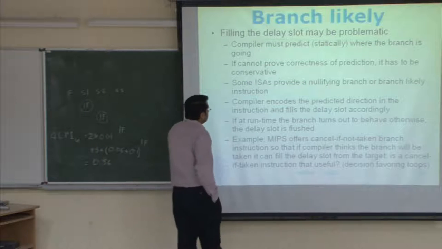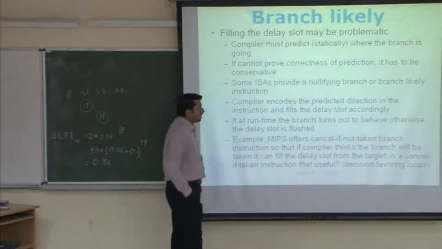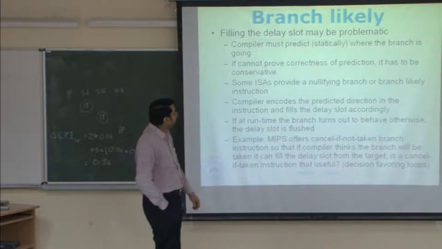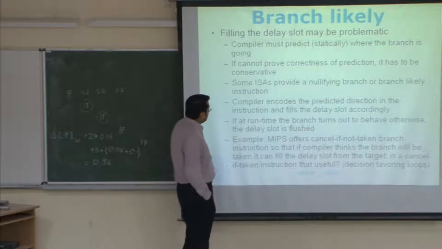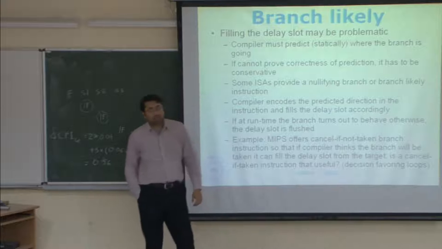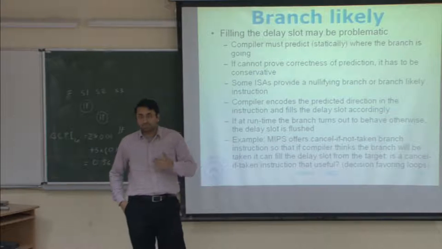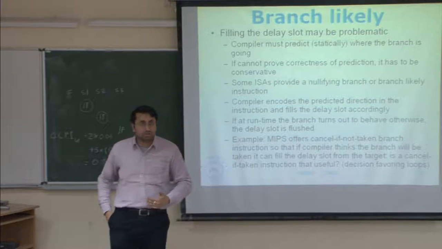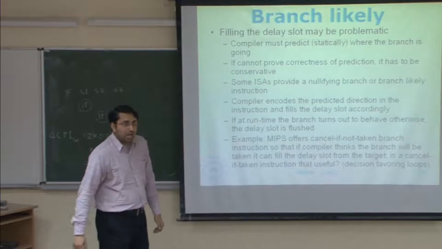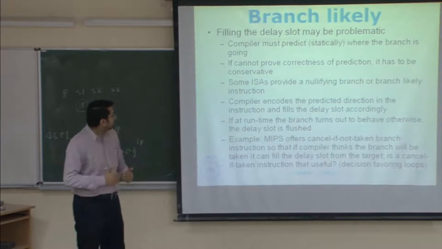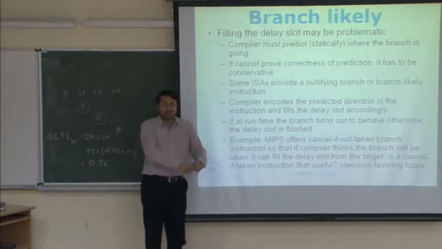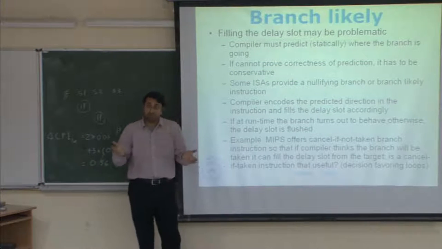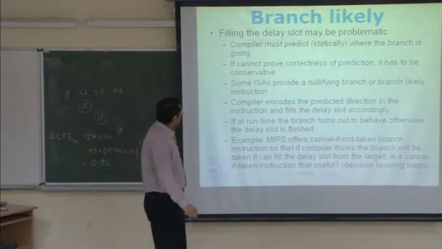So some ISAs provide a nullifying branch or branch likely instruction. Okay. What is that? The compiler encodes the predicted direction in the instruction and fills the delay slot accordingly. So the compiler, when compiling the program, makes a prediction, which may be correct, maybe not. And based on that prediction, it fills the delay slot accordingly. It will actually pull up an instruction from the predicted path and put it in the delay slot, which may actually be wrong.